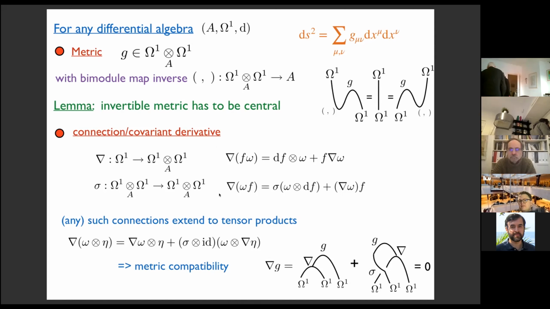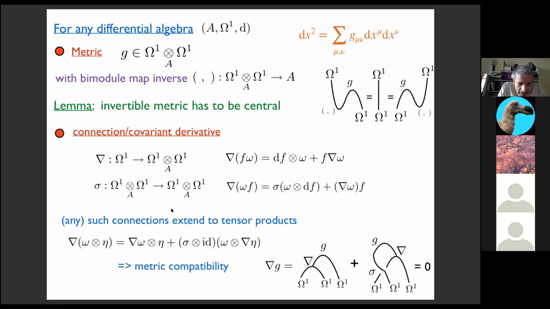But because we can also multiply from the other side, we also need compatibility. So we say we have a bimodule connection if we also have a Leibniz rule on the other side with respect to some bimodule map sigma. This is the gadget that goes back to Peter Michor and Michel Dubois-Violette.